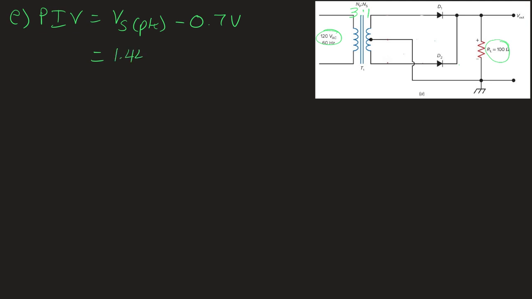So that gives us 1.414 times the 40 volts minus 0.7 volts, which is equal to 55.86 volts. So now for a full wave rectifier, it's going to be the peak voltage of the secondary minus the biasing voltage. Okay.